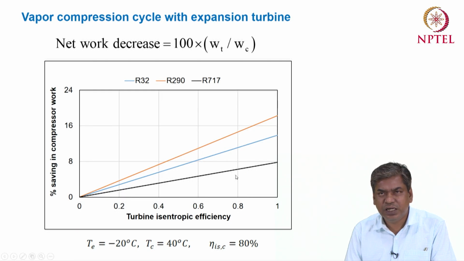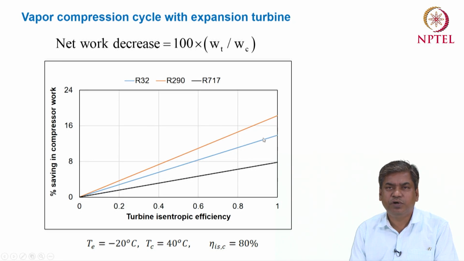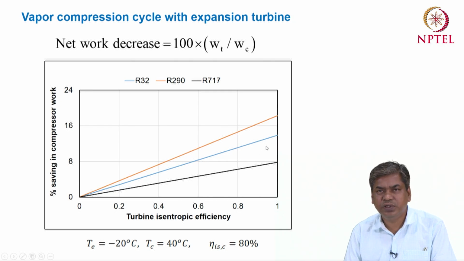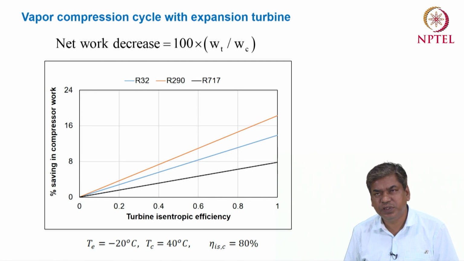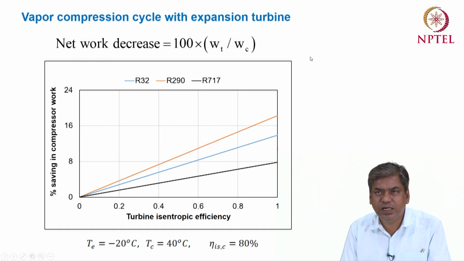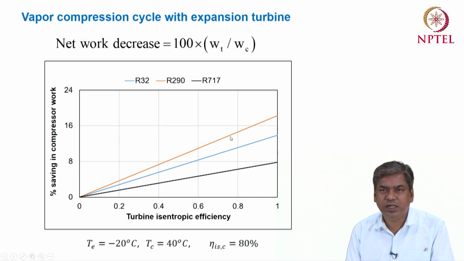In the case of the refrigerant R32, this amount is approximately 14 to 15% maximum. So 14 to 15% compressor work saving we can get by using this refrigerant with the expansion turbine, and a maximum of about 18% or 19% decrease or saving of compressor work we can get for the refrigerant propane by using the expansion turbine.